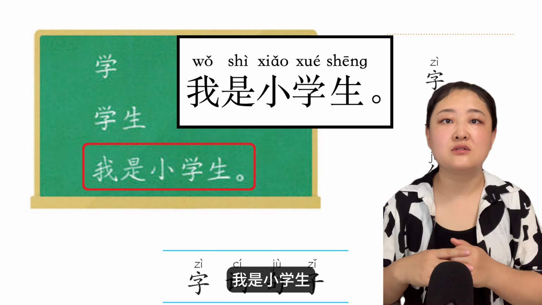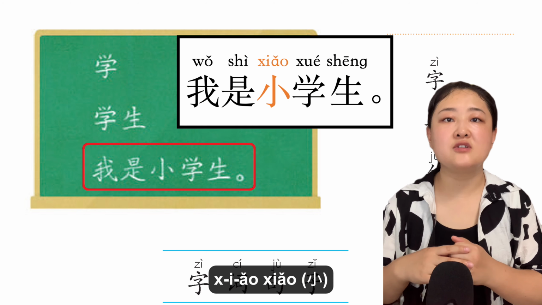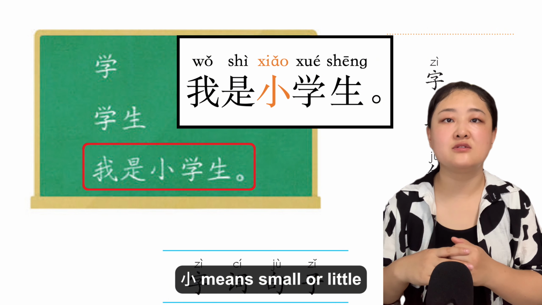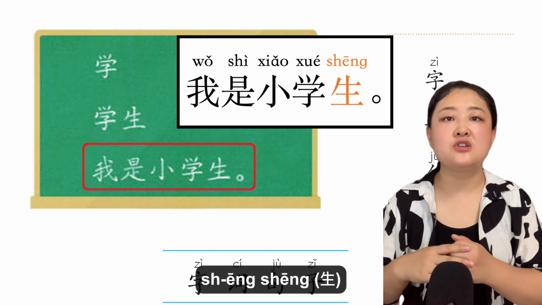我是 is a 整体认读音节. We don't do the spelling. 小 means small or little. 学生. 我是小学生. I'm a primary school student.